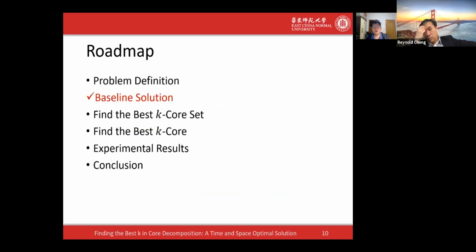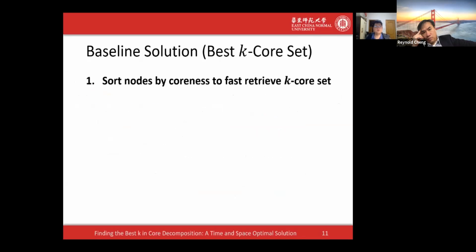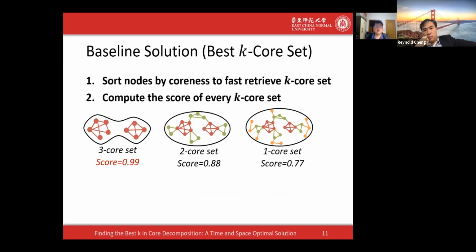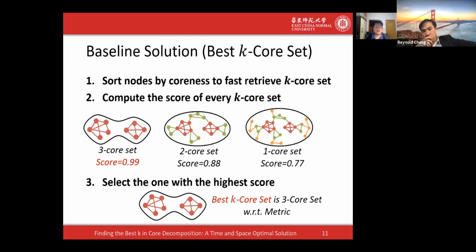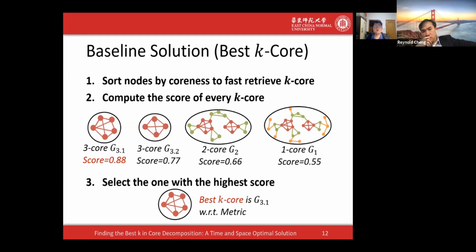Next, I will introduce the baseline solution. In the baseline for best K-core set, we first sort nodes by coreness to quickly retrieve the K-core set. Then we compute the score of every K-core set, and we find that the 3-core set has the highest score, and we select it as the best. For best K-core, the algorithm is similar. The candidates are different, but the framework is similar.